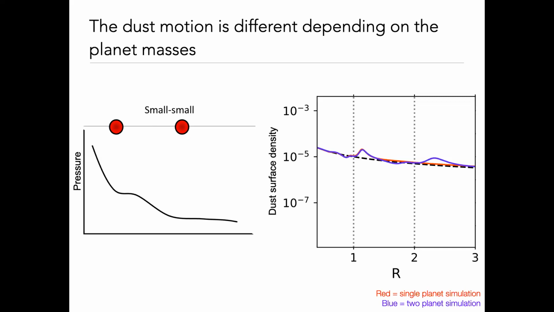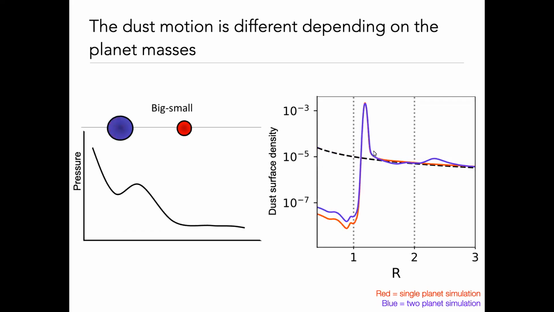Dust is collected here, it's continuing to move inwards, but it's continuing to supply the inner part of the disk. And you actually see that the dust collection that you have here in between the two planets doesn't change when you introduce that second planet. So not a lot of difference between the two cases here.